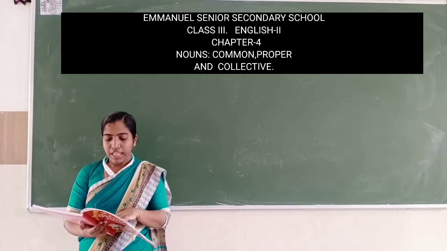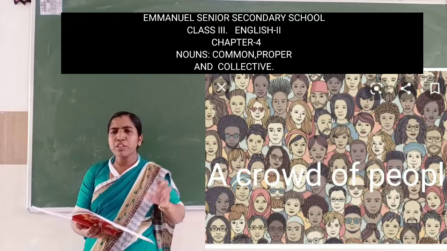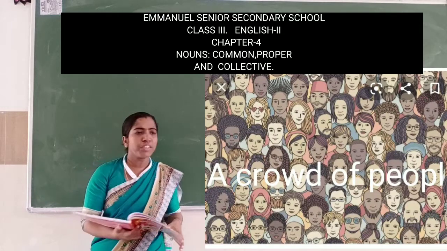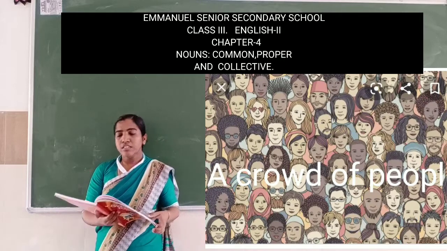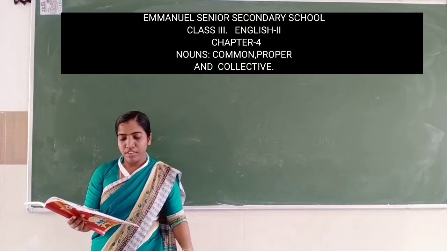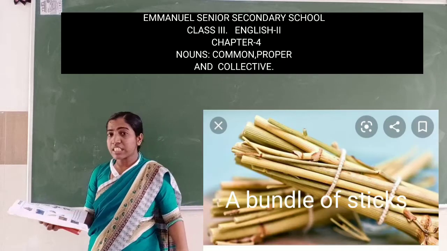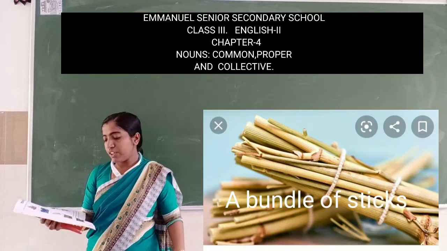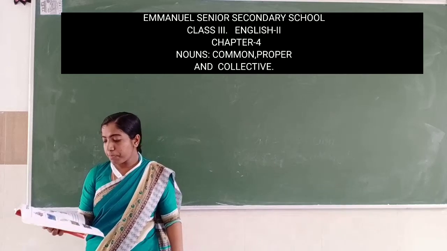And the fourth is a crowd of people. When so many people come together, भीड़ बन जाती है. So we say in English, the collective noun is crowd. A crowd of people. And the fifth is sticks. For sticks, which collective noun do we use? Bundle. A bundle of sticks. And next is a litter of puppies.